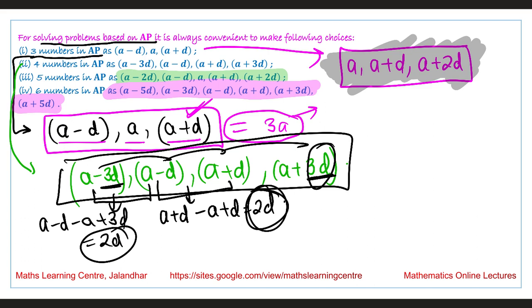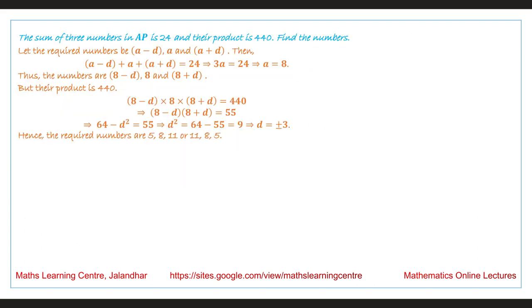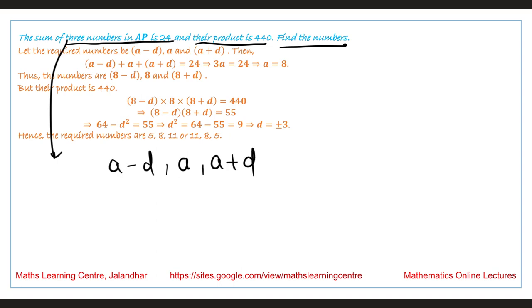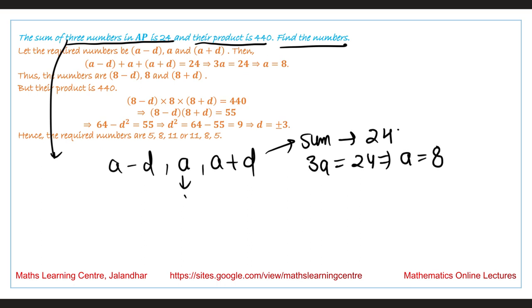So first is: the sum of three numbers of an AP is 24 and their product is 440. Find the numbers. So we have to assume three numbers. We are assuming A minus D, A and A plus D. Now the sum of all these numbers is given to be 24. It means 3A is equal to 24, and this implies that A is equal to 8. So these numbers are 8 minus D, 8 and 8 plus D.